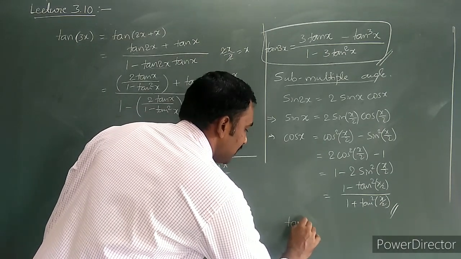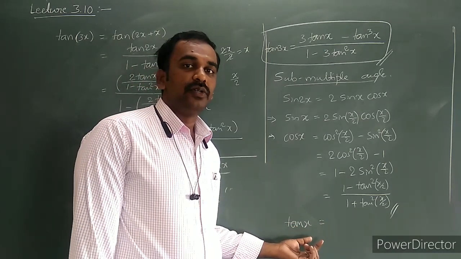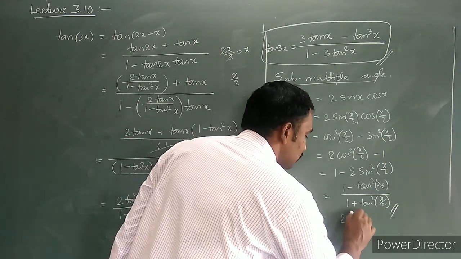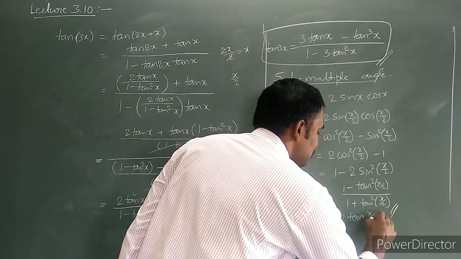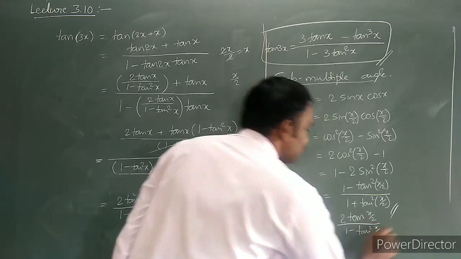Similarly, tan of x. What is the tan 2x value? You know that. Tan 2x is 2 tan x divided by 1 minus tan square x. The half angle is tan of x by 2 divided by 1 minus tan square of x by 2.